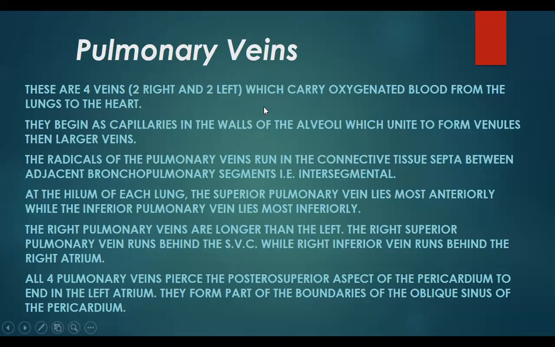Now going to the next vein, that is the pulmonary veins. There are four pulmonary veins, two right and two left, which carry the oxygenated blood from the lungs to the heart. Even though they are called veins, these are the only veins in the body which carry the oxygenated, pure blood coming from the lungs to the heart.